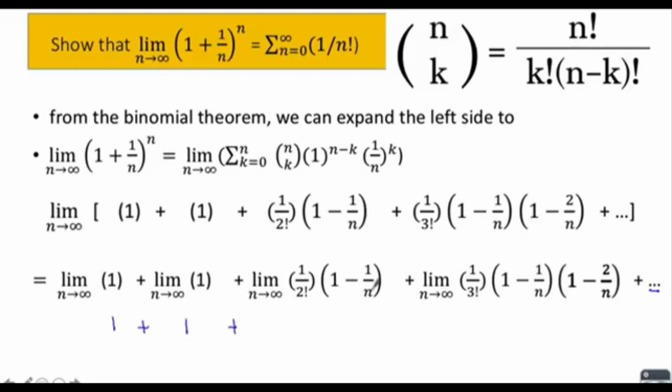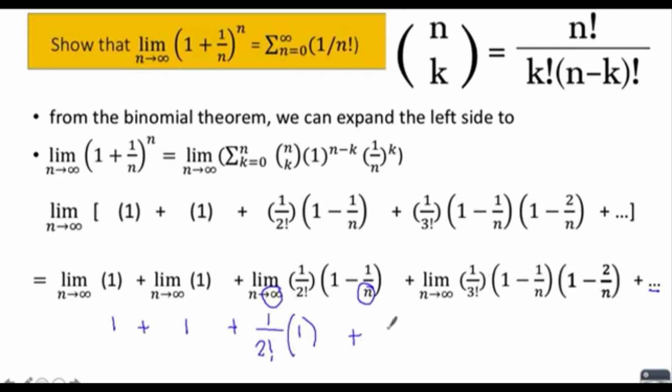But here, this n would approach infinity. So this becomes a very, very big number. So 1 divided by a very, very big number, the result is approaching 0. So basically this is 0. So what we have therefore is 1 over 2 factorial times 1 minus 0, which is 1.